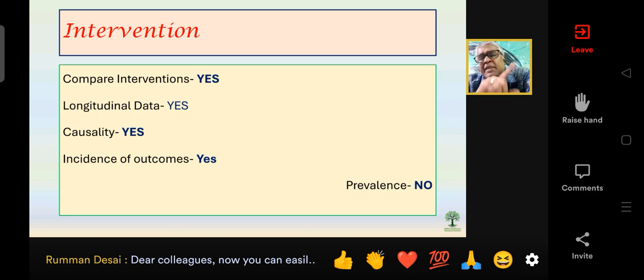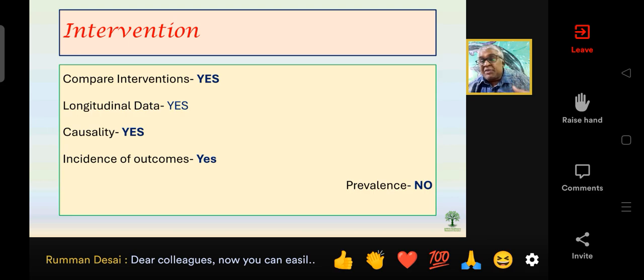So the key points here to note are, if your question involves comparing an intervention, you can't think of anything much other than a clinical trial. If you're looking at longitudinal data, yes, you can use a clinical trial. Longitudinal data as part of an intervention, after the intervention. Causality, yes, you can look at causality in terms of this intervention causes these outcomes. Incidence of outcomes, yes, because this particular intervention causes these outcomes, and these are new outcomes, and hence I can get the incidence of outcomes.